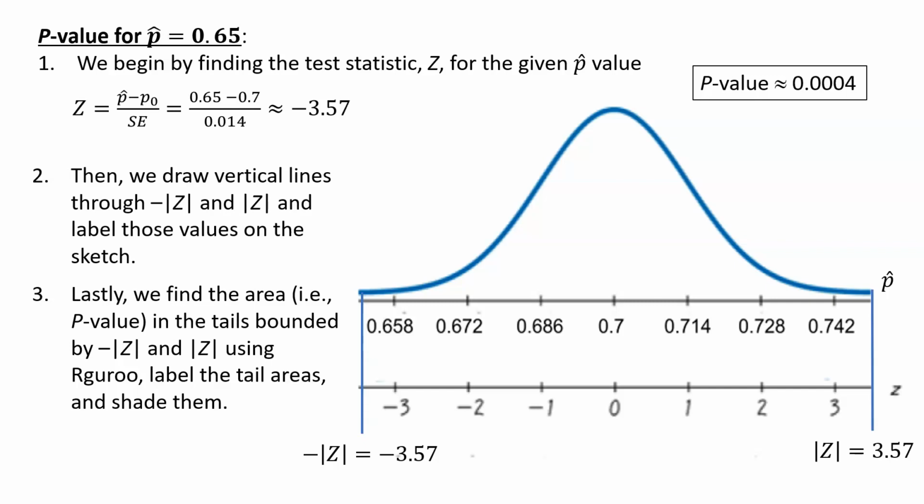I then go ahead and label the tail areas. Notice again, they're going to be labeled as being half of the p-value on the left, half the p-value on the right, so that the total area under the curve in the tails is the total p-value. And then I go ahead and I shade those. Notice in this case, the shading is very, very small because I have very, very small tails on the left and the right. So I've shown that with orange shading.